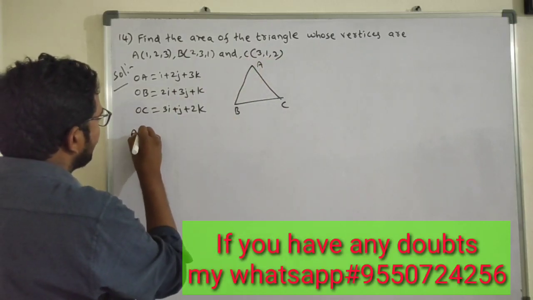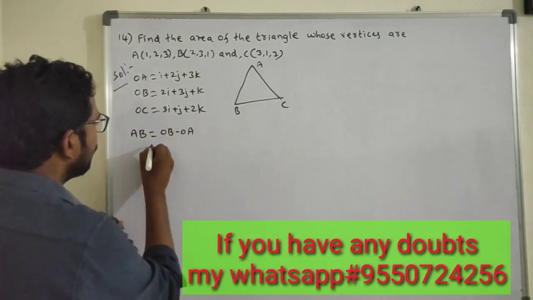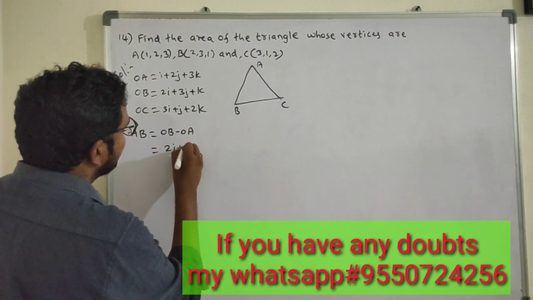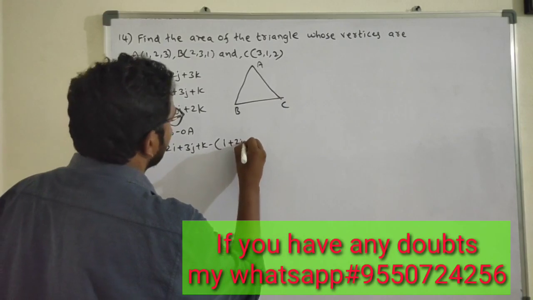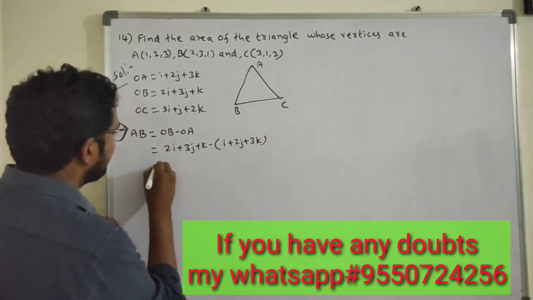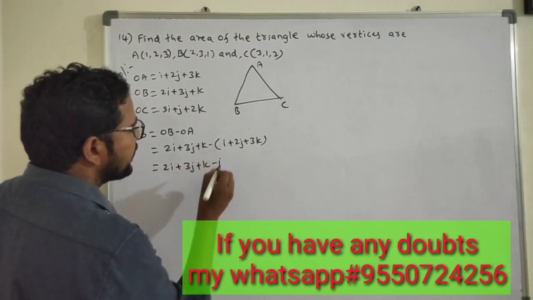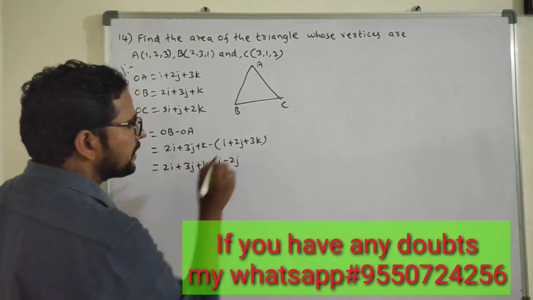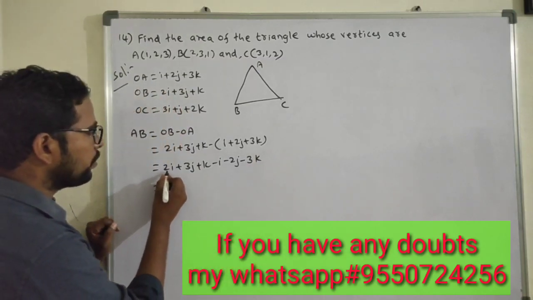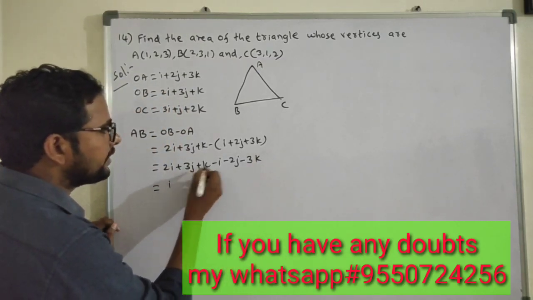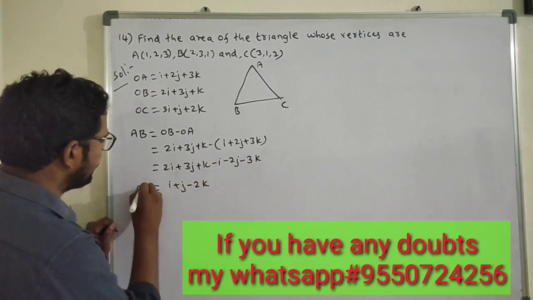So AB is equal to, what is the position vector of AB? OB minus OA. So what is the OB value? 2i plus 3j plus k, minus the OA value, i plus 2j plus 3k. Multiplying with the minus sign: 2i plus 3j plus k, minus i, minus 2j, minus 3k, is equal to 2i minus i, 3j minus 2j, plus j, k minus 3k, minus 2k. This is AB.